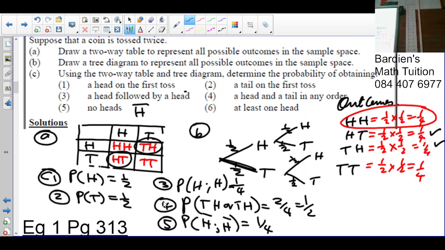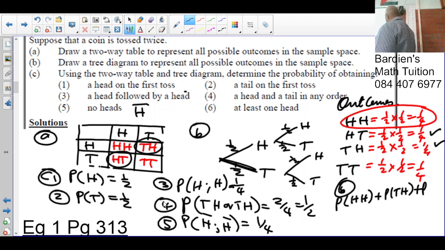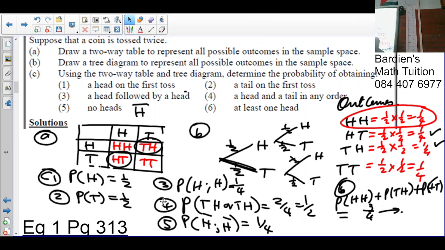At least 1 heads is now number 6. So the probability here is going to be heads, heads, then tails, heads, then heads, tails. So it's going to be 1 over 4 plus 1 over 4 plus 1 over 4, which is 3 over 4. Okay. Any confusion there?